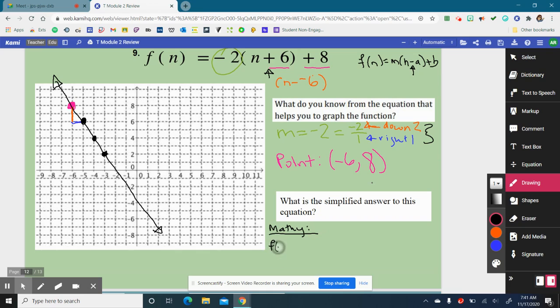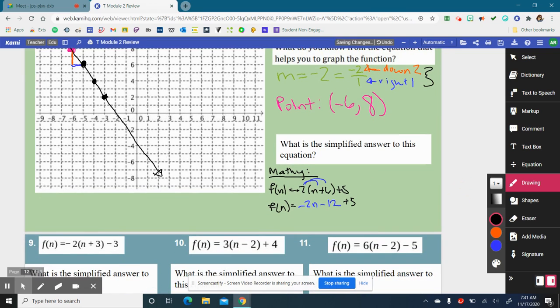we start with that original equation, f(n) = -2(n + 6) + 8. I distribute that -2, which means I multiply everything in the parentheses by -2. So I get -2n - 12. Nothing else changed, so everything else remains the same. That wasn't used to distribute.